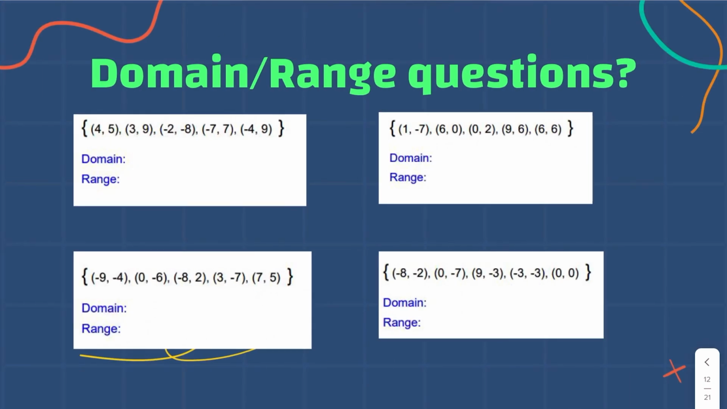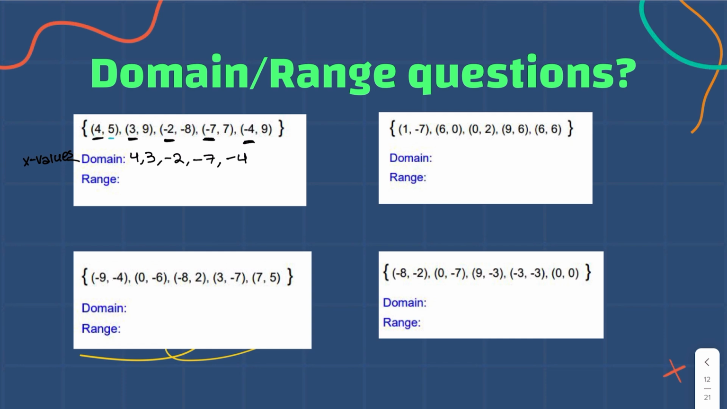So let's look at some domain and range questions. I'll show you what we're looking for in the first question, and then I'll have you all pause the video so you can work on the others on your own. Our domain is all of our x values. So here our x values are 4, 3, -2, -7, and -4. You're just going to put commas in between them.